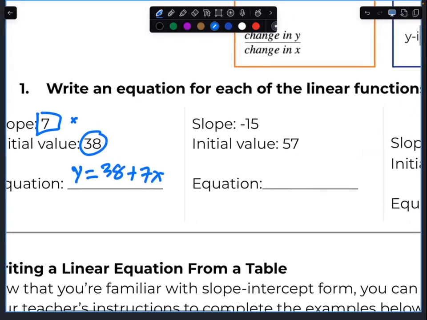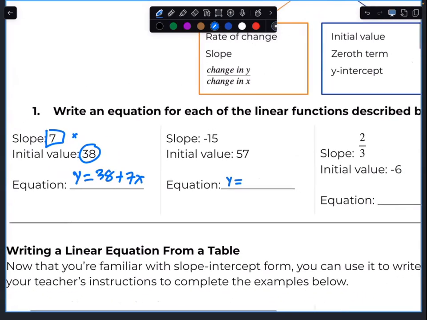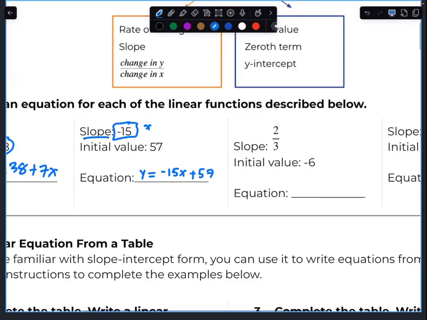Can I get a different volunteer for the second one? Gigi? Well, let's do it with mx plus b. Slope. Negative 15x plus 57. So the initial value does not have an x next to it, whereas the slope has the x with it. Our next one?